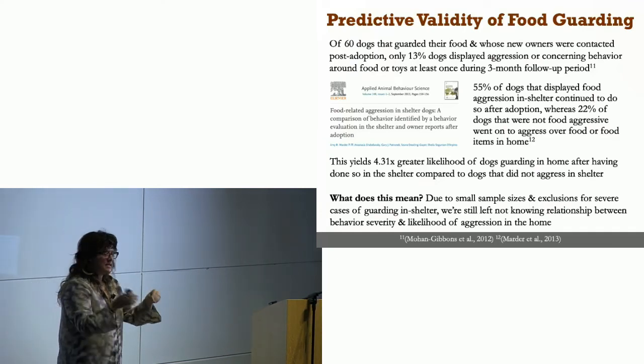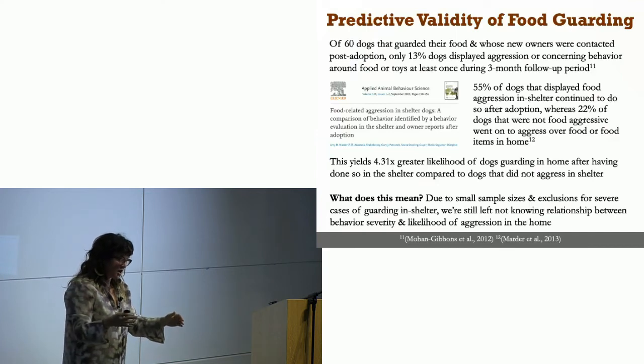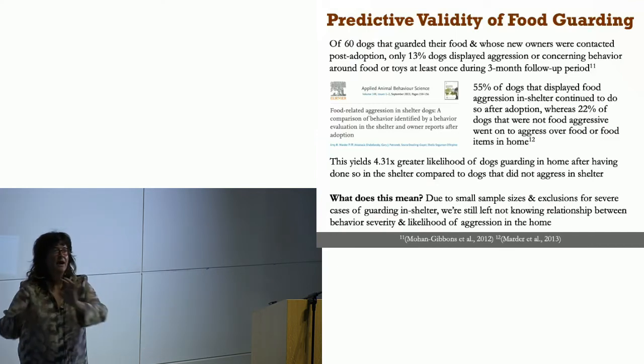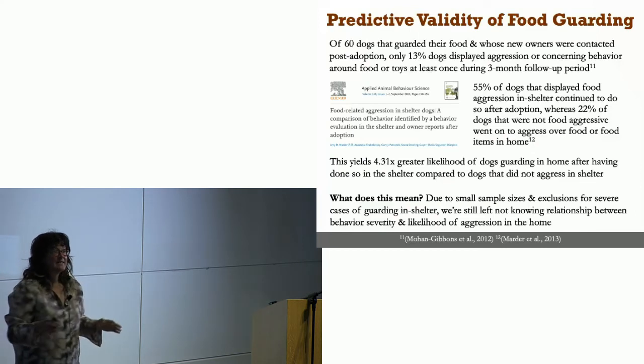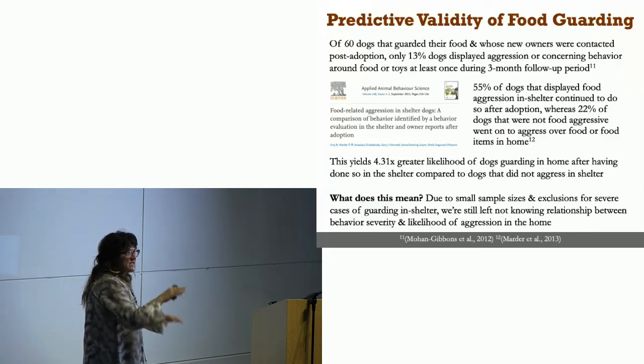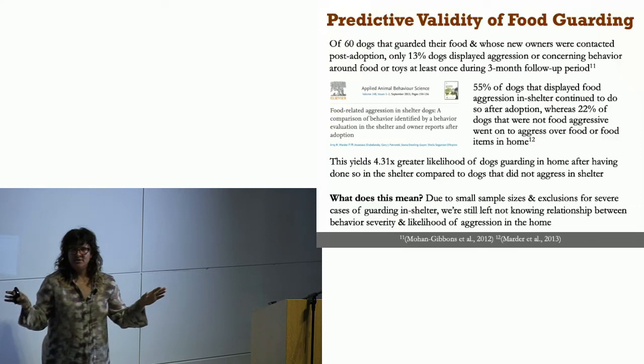and we have dogs that are in this positive food guarding group that are everything from mild stiffening to ones that are growling and snapping. And my guess is, I have not conducted the study, so these are just my awful research assumptions.